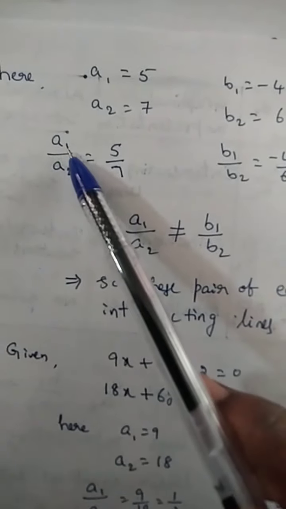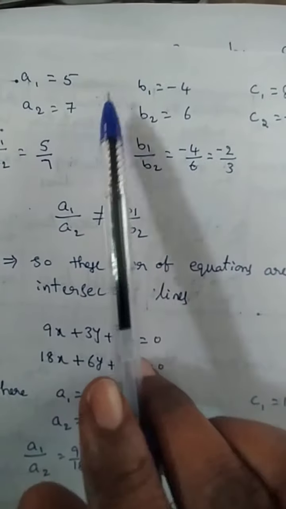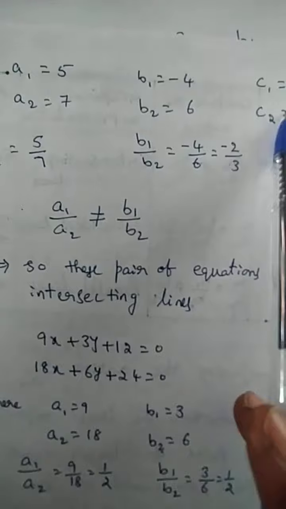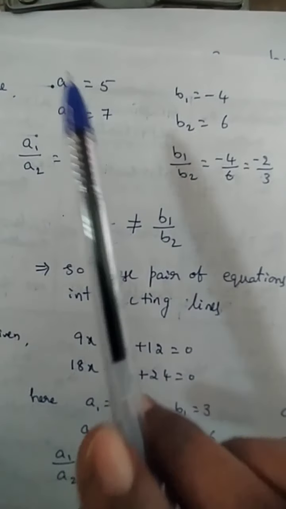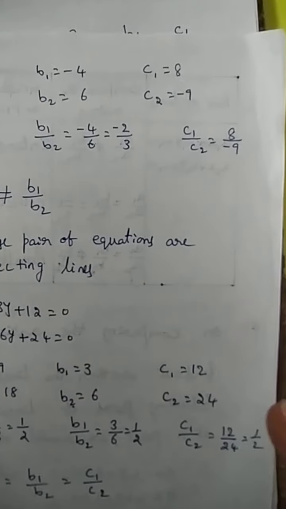First we write a1 by a2. Whenever you write the notes, maintain some gap like this: a1, maintain some gap, then b1, c1, and then a2, b2, c2. The calculation part of a1, a2 goes here, b1, b2 here, c1, c2 here. Clear? So keep the gap between them.